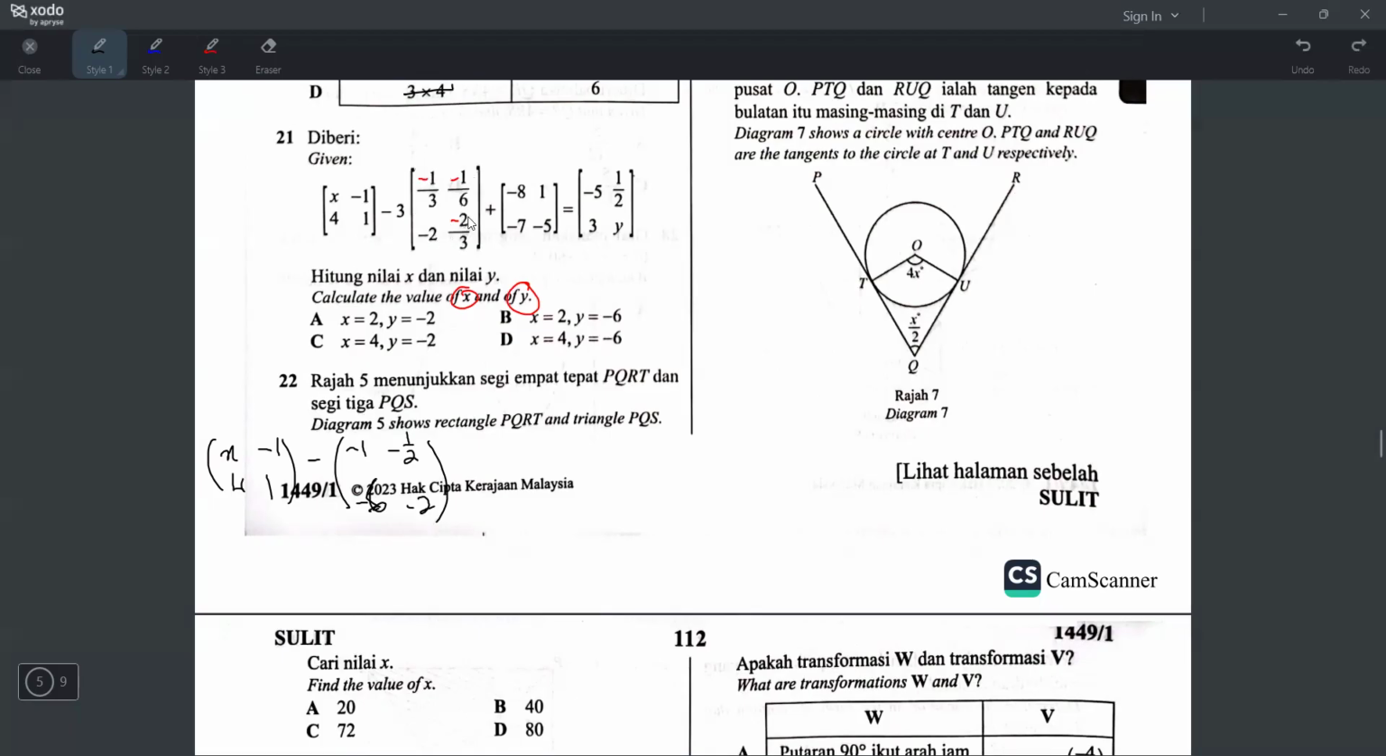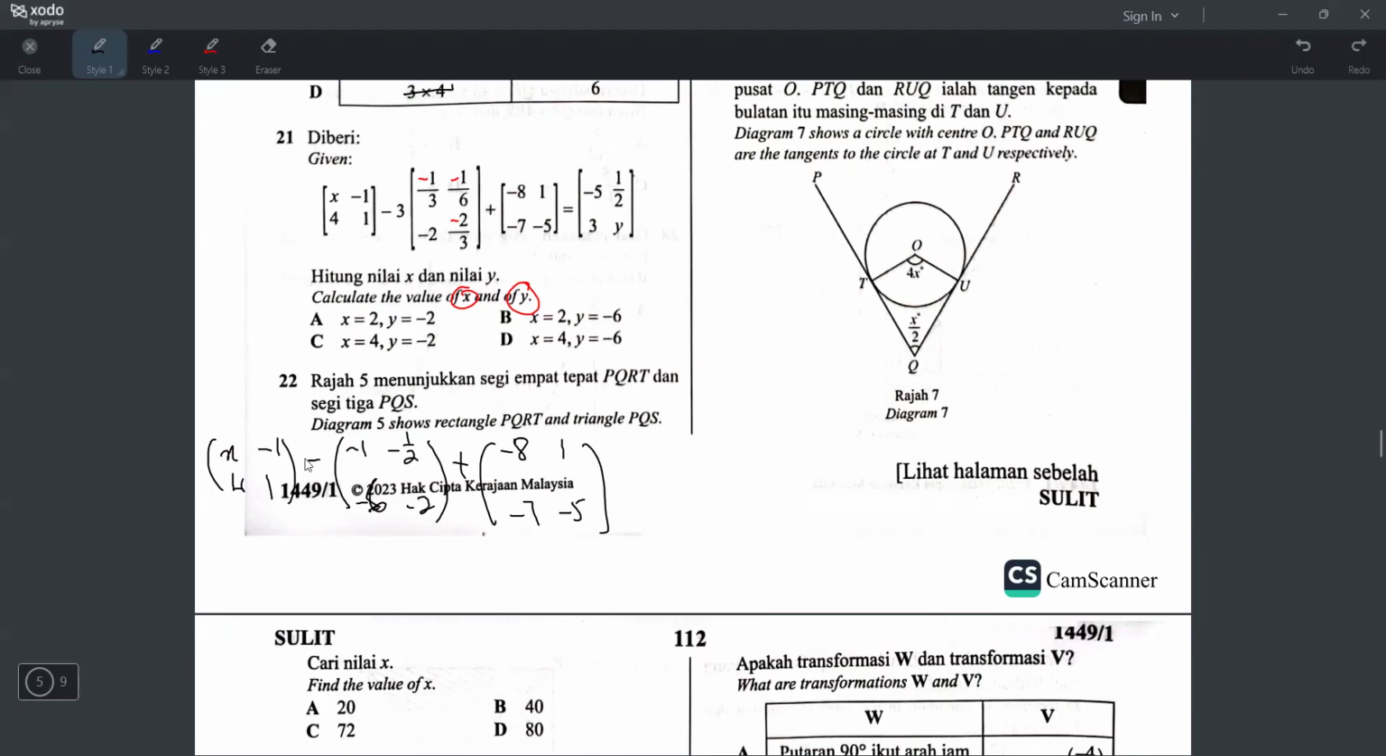Okay, some students, sometimes they will ask me, they will say like, sir, bukan ke kena darab -3? Kenapa you darab 3 je? Bukan darab -3 ya? Okay, sebenarnya if you want to darab -3 can also. But if you darab -3, then here you have to write plus already. So can also lah, boleh juga. But since I darab 3 saja, so I write minus here. Okay, and then tambah dengan apa? -8, 1, -7, -5. Right?